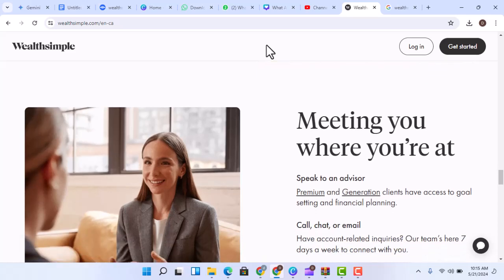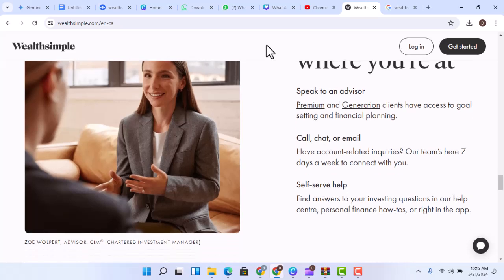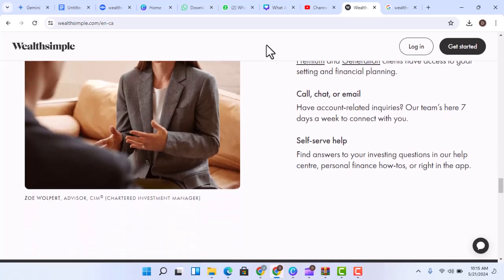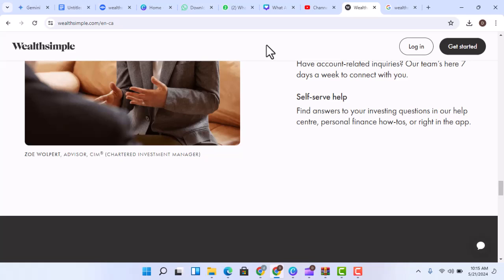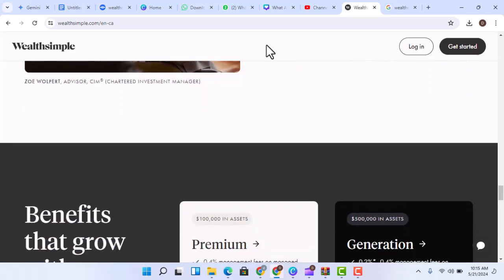Placing a sell order. To sell your stocks, simply follow the same process as buying. Search for the company you want to sell, specify the number of shares you want to sell, and confirm your order.